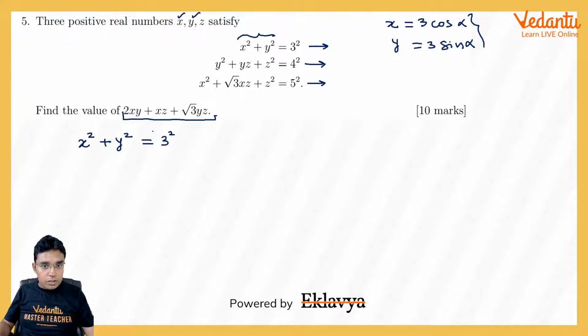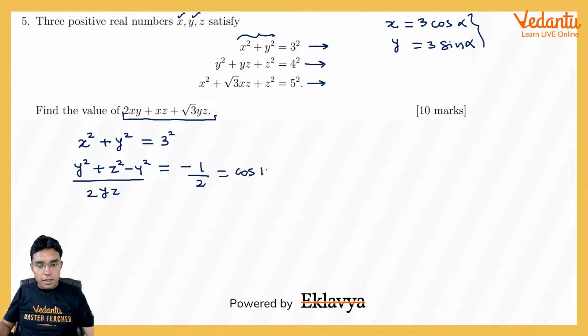The second equation, if you think of it, can be written as y square plus z square minus 4 square is equal to minus yz, and if I bring yz here, it will be minus 1 here, and if I divide by 2 here and here, it becomes actually cos 120 degrees. So you can think of this as a cosine rule in a triangle, such that two sides are y and z, one side is 4, and the angle opposite to 4 is 120 degrees.